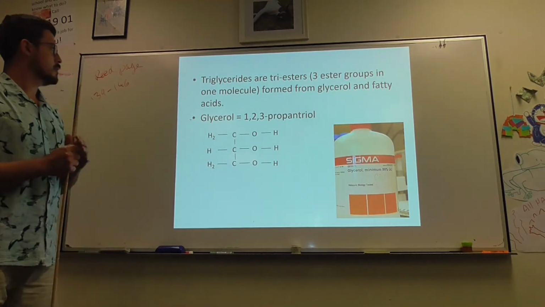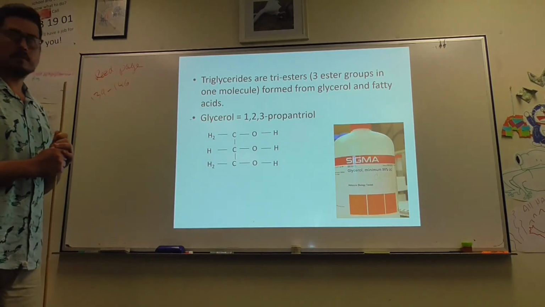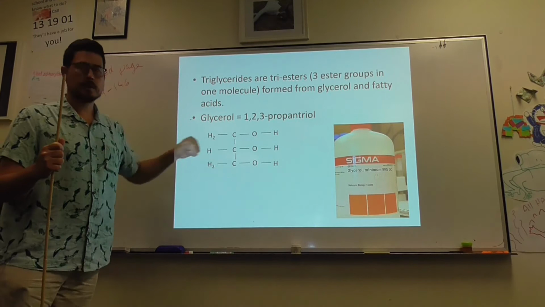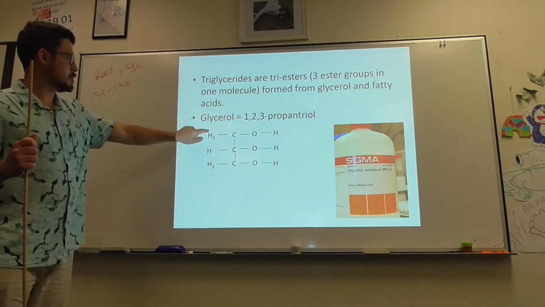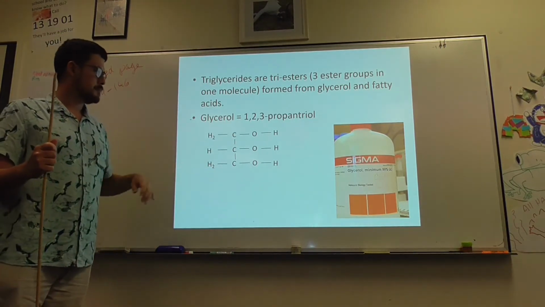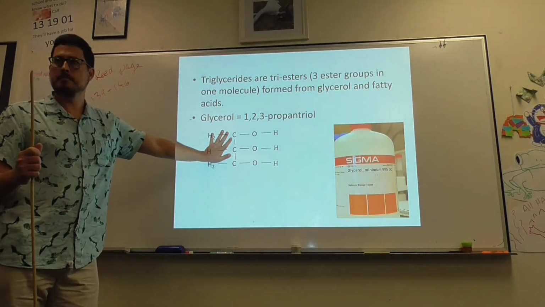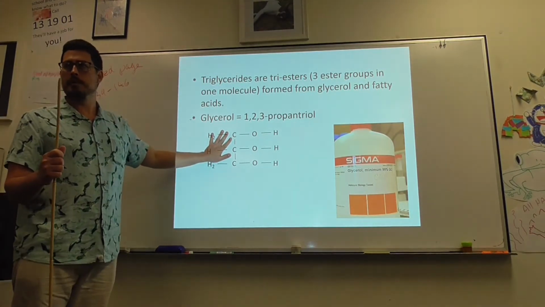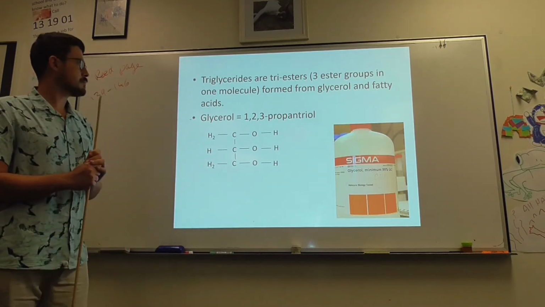Glycerol. Wait, so the middle carbon only has one? Yeah, because how many bonds per carbon? 4. So you've got 1, 2, 3, 4. Hence the CH2s down here. This stuff here, polar or non-polar? Polar. Highly polar, capable of? Hydrogen bonding. Correct. Well done.